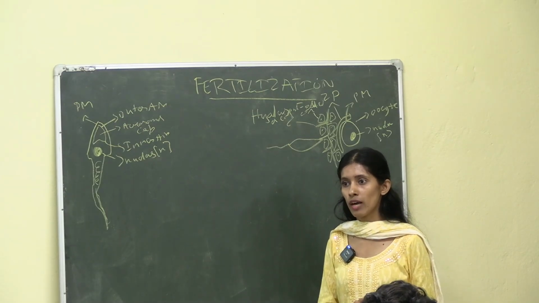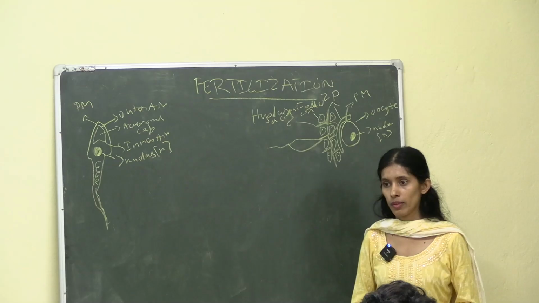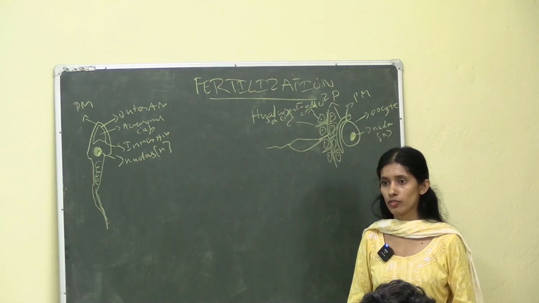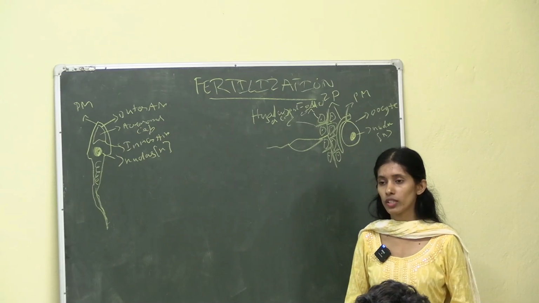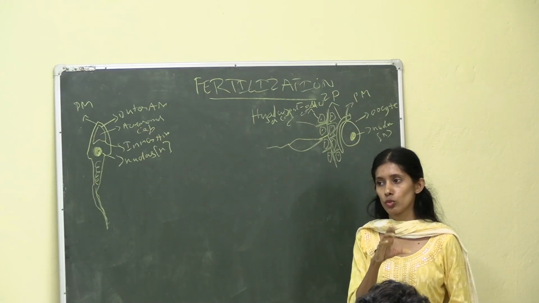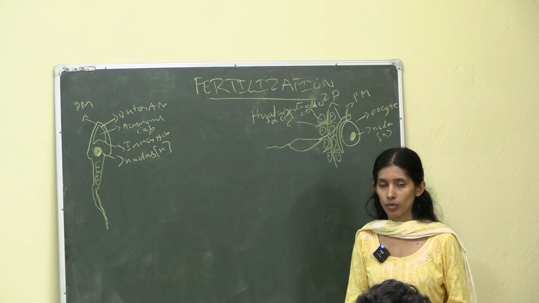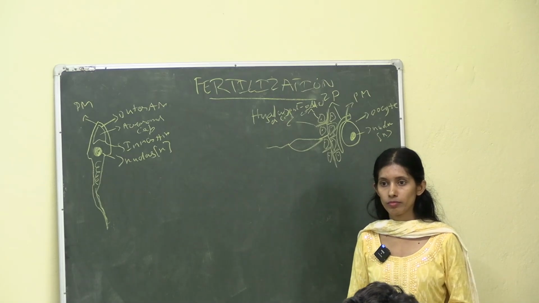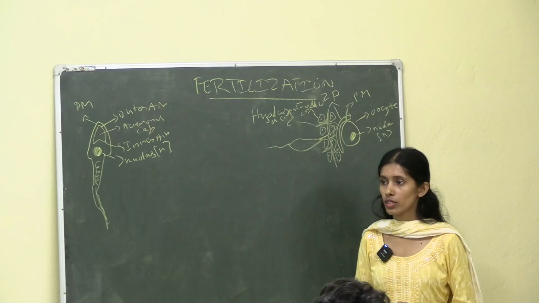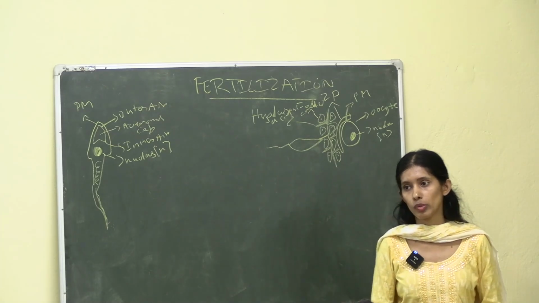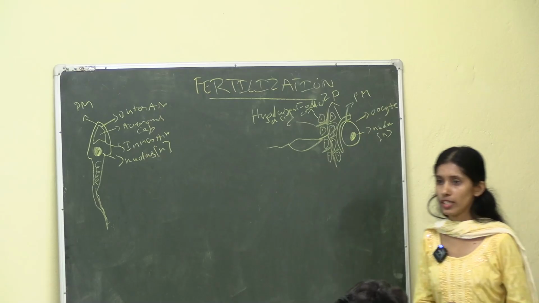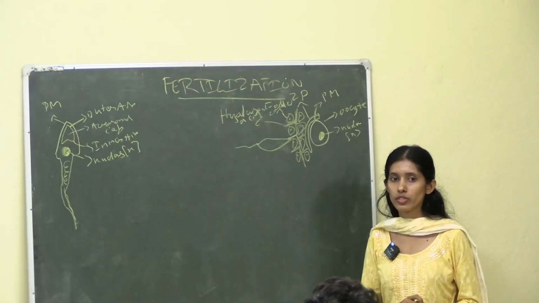The acrosome cap will rupture. What happens if the acrosome cap ruptures? The content present inside the acrosomal cap will come outside. Anything else? Yes, right. The ovum will make sure that only one sperm enters for the fertilization process. Okay, next.